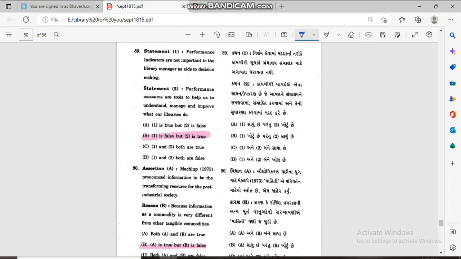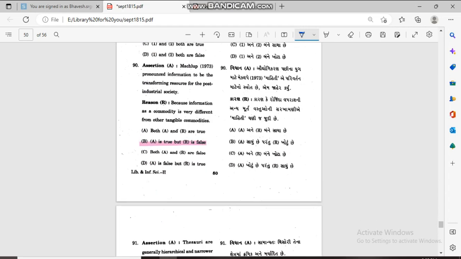Statement 1: performance indicators are not important to the library manager as aids to decision making. Performance measures are tools to help us understand, manage, and improve what our libraries do. First is false, but second is true.